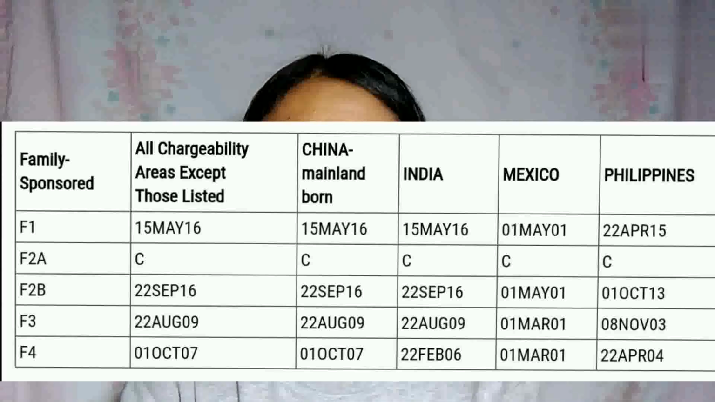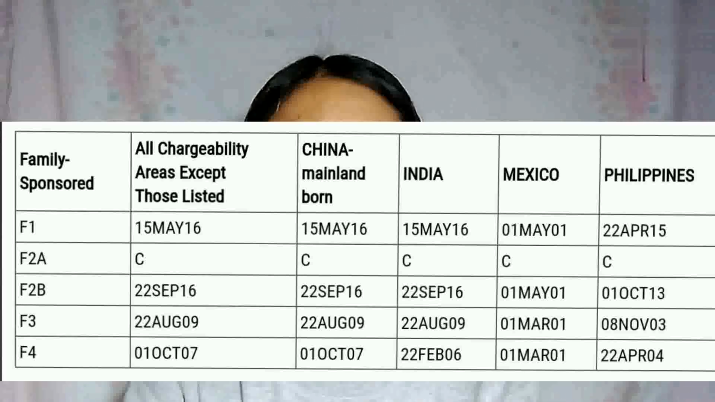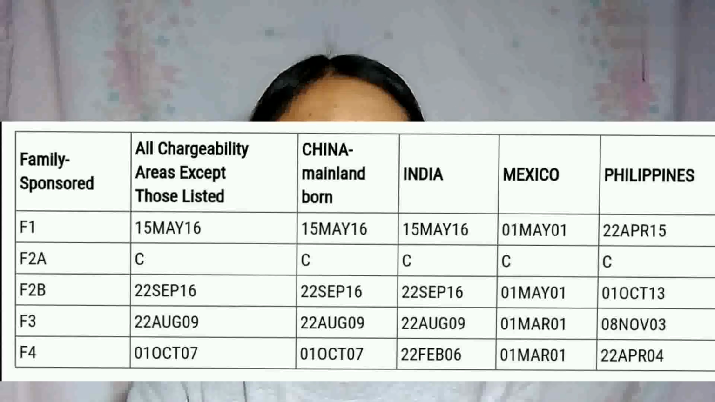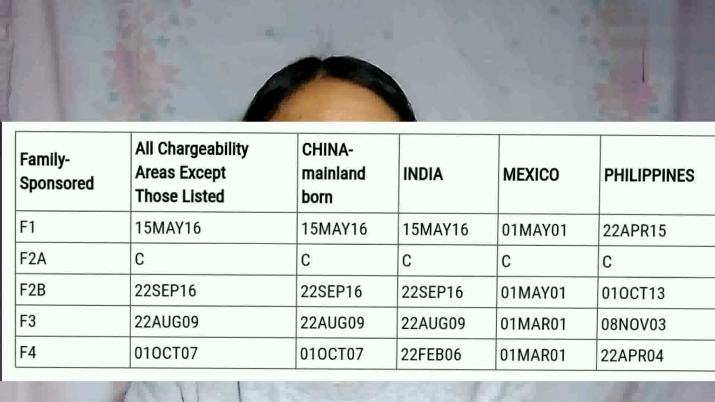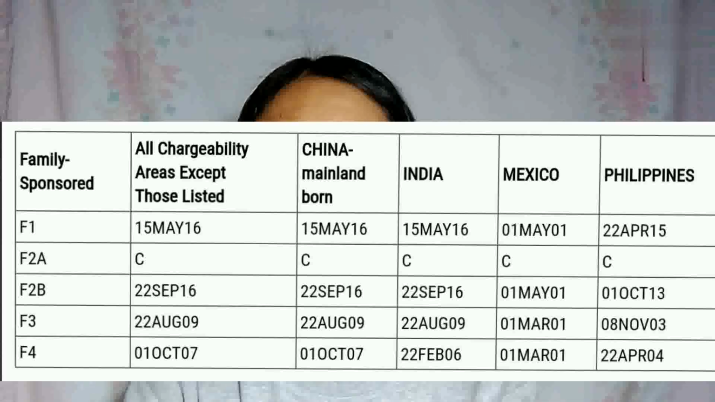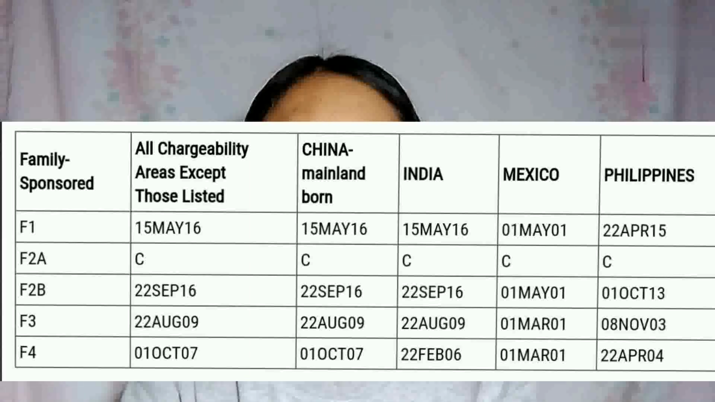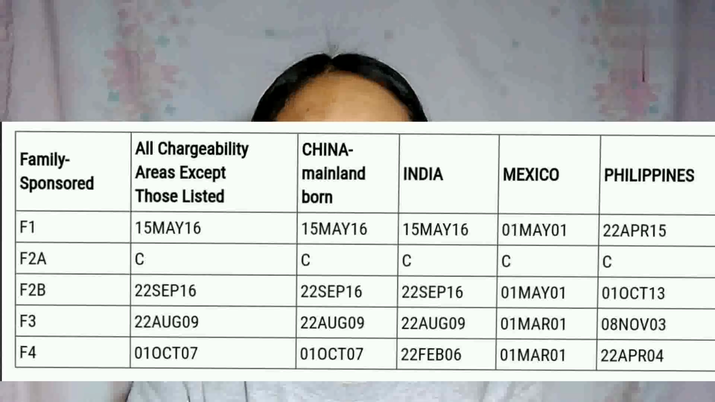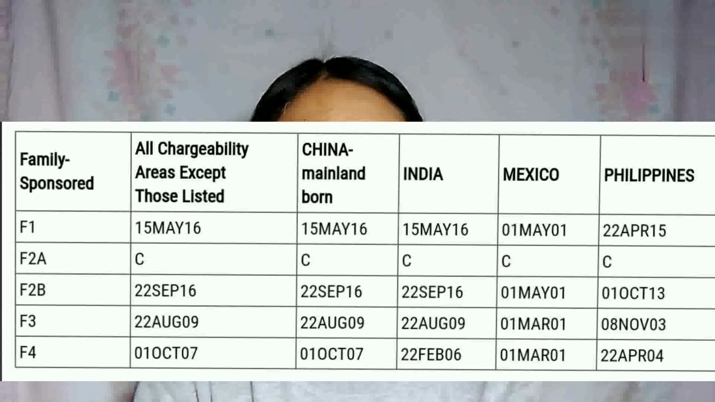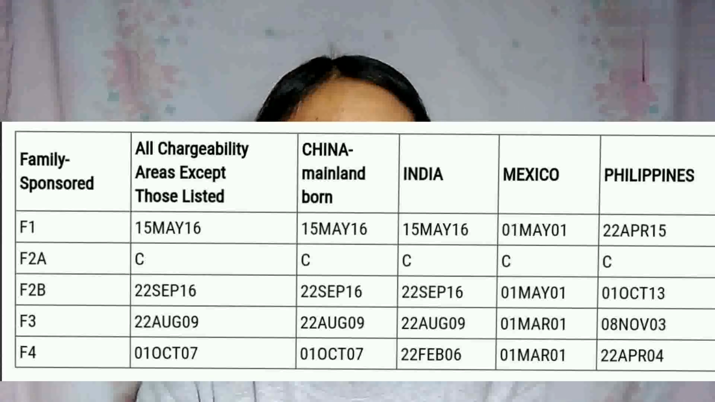F3, all chargeability areas except those listed, August 22, 2009. China mainland-born, August 22, 2009. India, August 22, 2009. Mexico, March 1, 2001, and Philippines, November 8, 2003. F4 for family-sponsored, all chargeability areas except those listed, October 1, 2007. China mainland-born, October 1, 2007. India, February 22, 2006. Mexico, March 1, 2001, and Philippines, April 22, 2004.